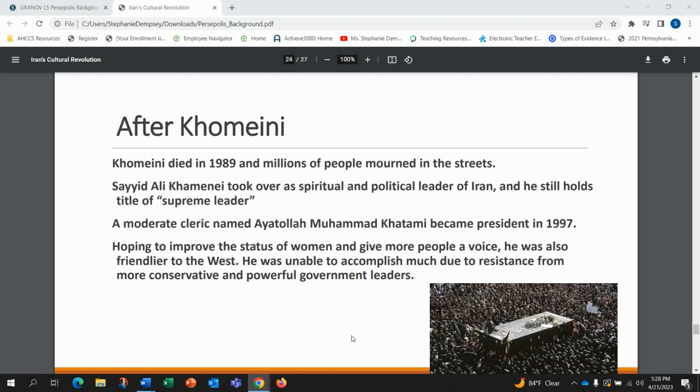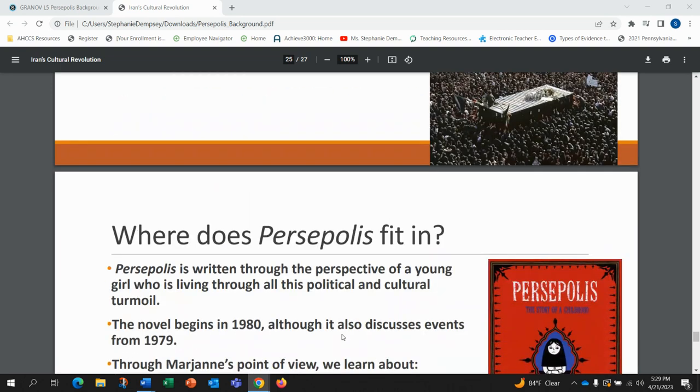After Khomeini died in 1989 and millions of people mourned in the streets, Sayyid Ali Khamenei took over as spiritual and political leader of Iran, and he still holds the title of supreme leader. A moderate cleric named Ayatollah Muhammad Khatami became president in 1997. Hoping to improve the status of women and give more people a voice, he was also friendlier to the West. He was unable to accomplish much due to resistance from more conservative and powerful government leaders.